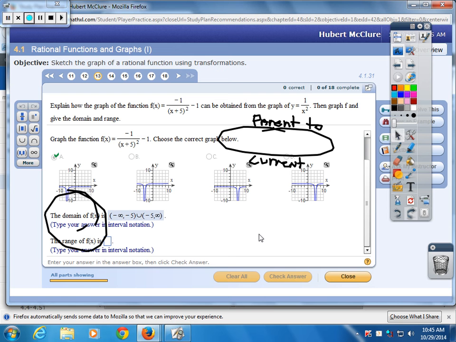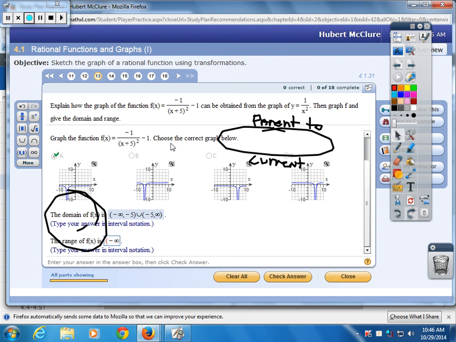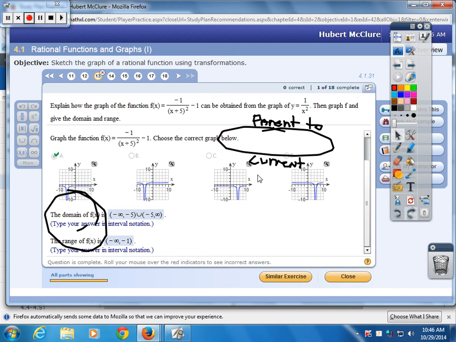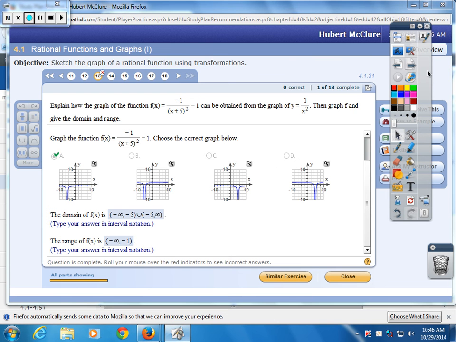All right, what's the range from negative infinity to what? Looks like -1, thank you. Negative infinity, comma, -1. So make sure you can do this problem. If you can do this problem, you can pretty much do whatever I give you as far as graphing, domain, range, anything like that. Capiche?